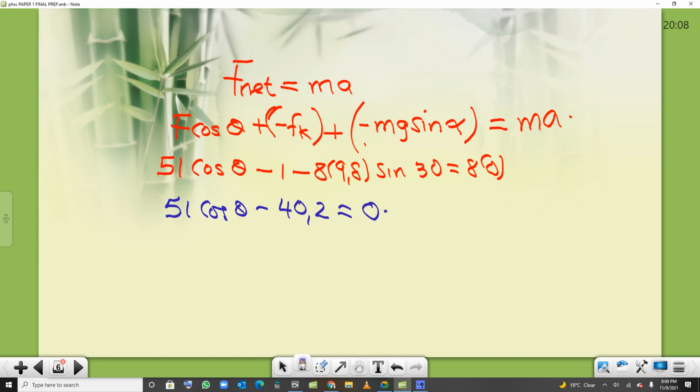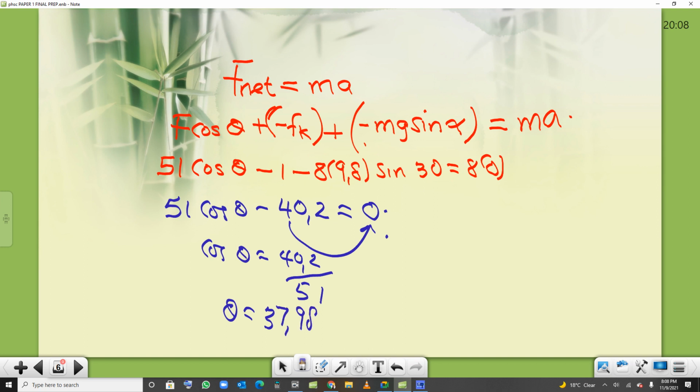8 times 0 is 0. You need to move that over there. And cos theta will be what? 40,2 over what? 51. And then shift cos. You get 37,30. You cannot suffer in maths with water and petrol and still suffer here.